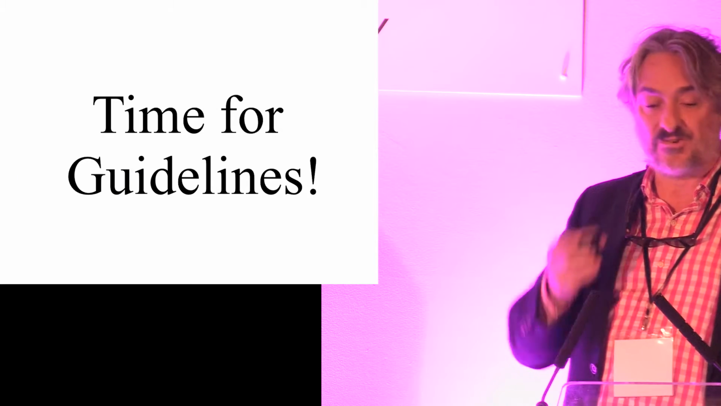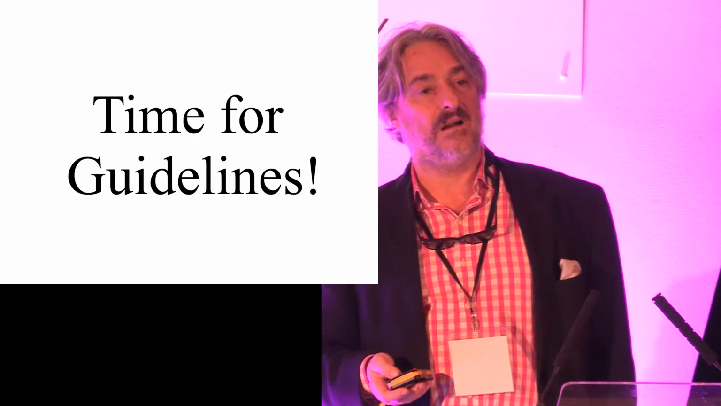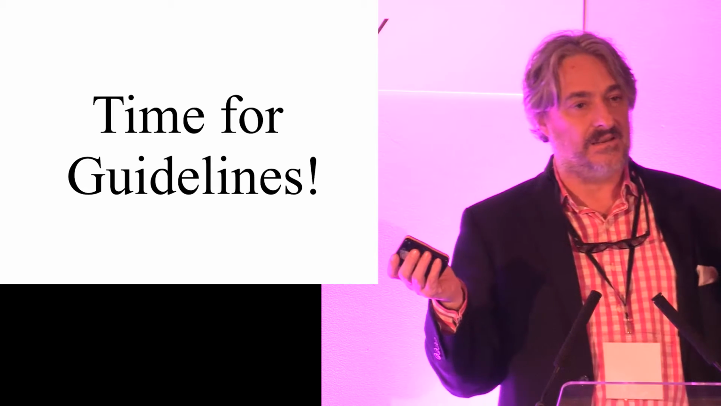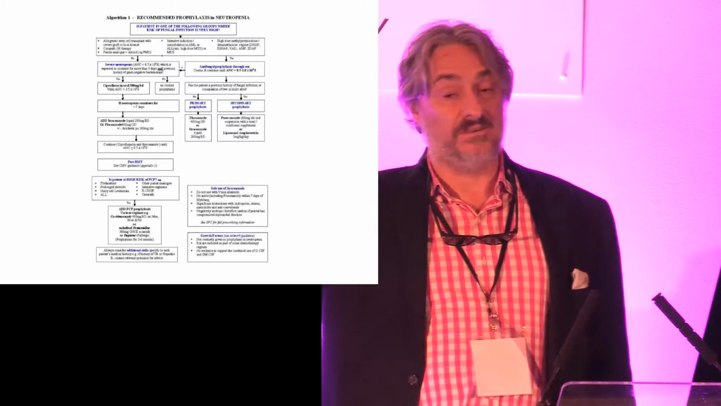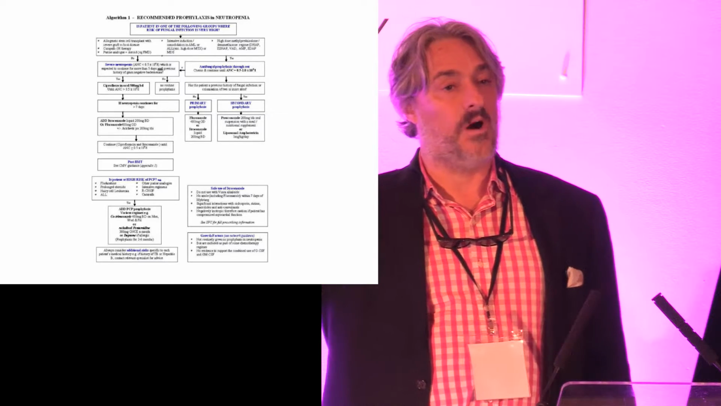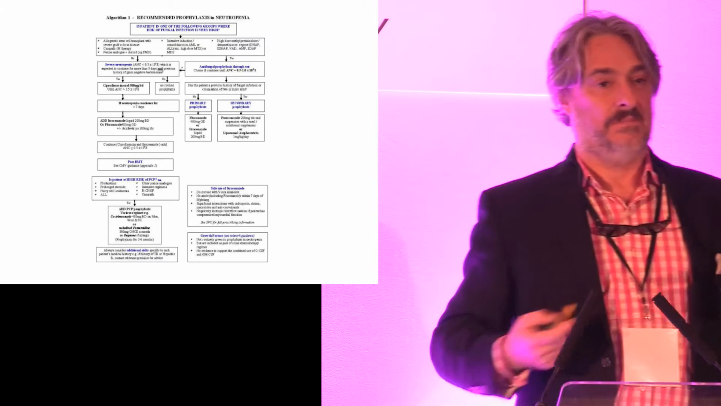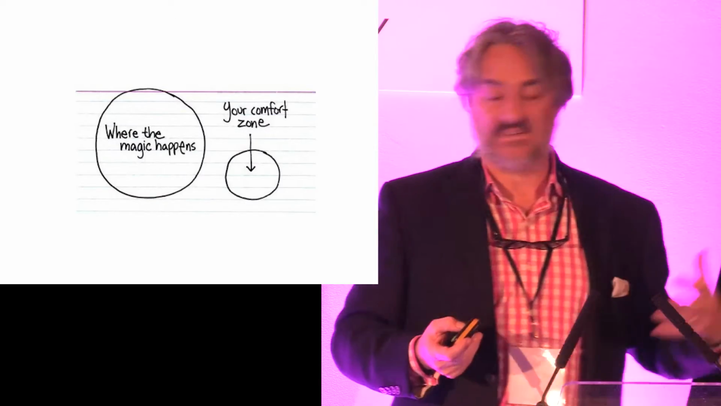And of course, if that's true, what we tend to do these days is we go for guidelines. We're all a bit uncomfortable. It's very complicated. We've got to get guidelines. And you won't be able to read that, and you're not meant to. They're neutropenic guidelines. Why do we do this? Because it imposes order in chaos. It makes you feel better.